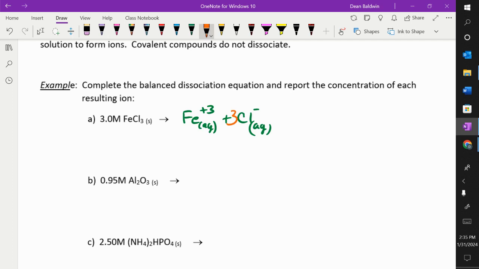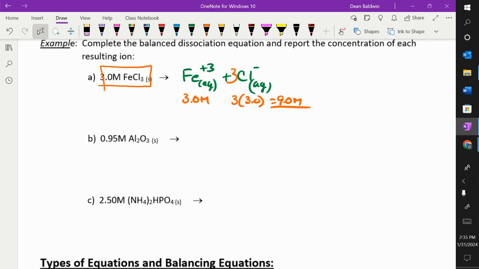What is the concentration of the iron ion, Fe plus 3? It's 3.0. We had a 3.0 molar solution of this. Therefore, we got 3.0 molar of the iron. What's the concentration of the chlorine? It's going to be 9, right? Because for every mole of iron chloride, there's 3 chlorine atoms. So when it dissociates, it triples it. So it's going to be 3 times 3.0. So it's a 9 molar concentration of the chlorine. All right.